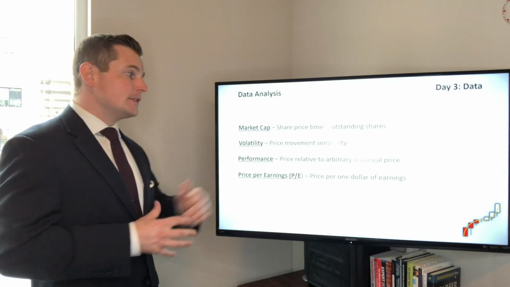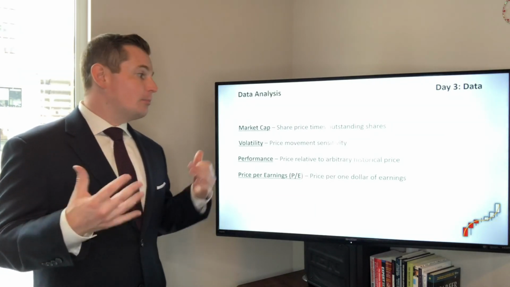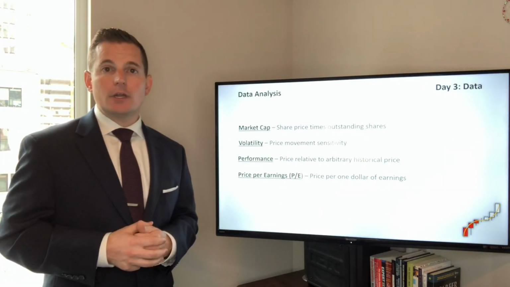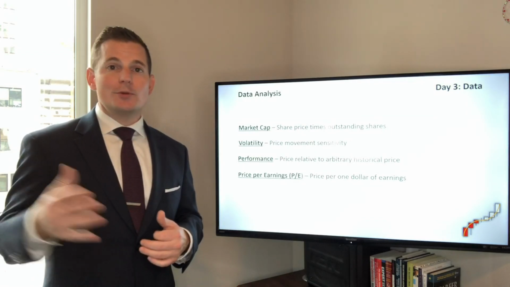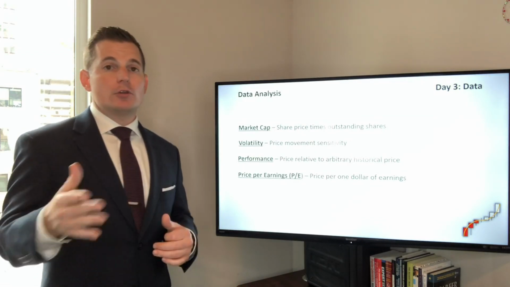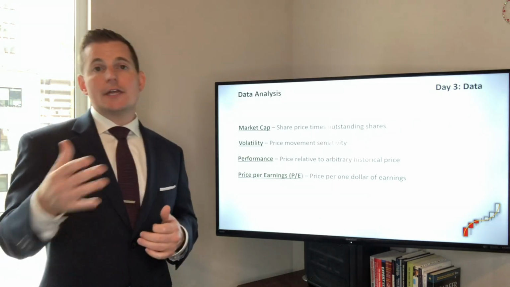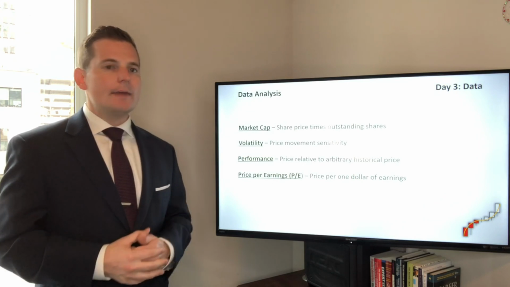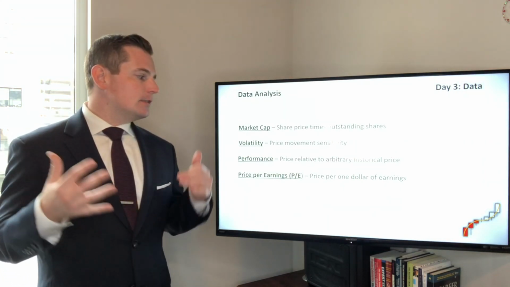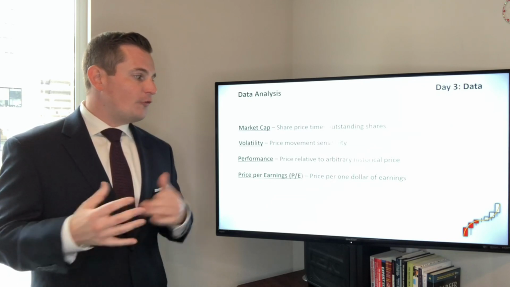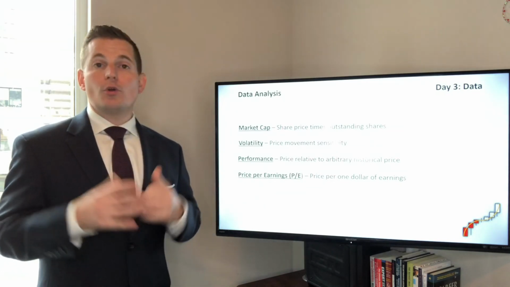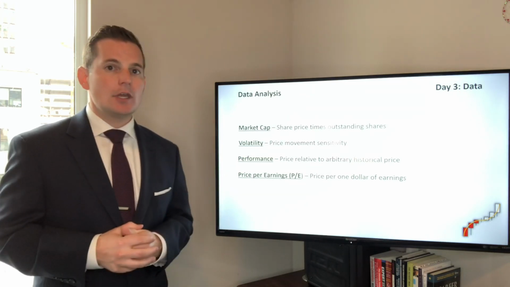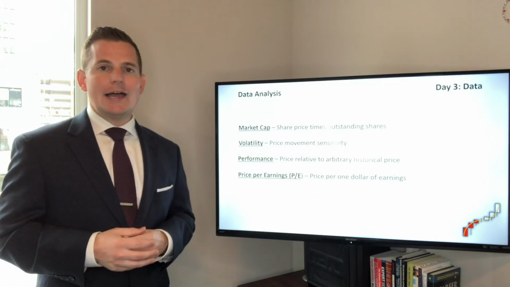Next is performance, and the performance is really the price relative to an arbitrary historical price, right? So you set the arbitrary historical price by saying, oh, I'm going to look up the performance over the last month or over the last quarter or over the last year, right? So you're determining what performance you look at. And the final one is the price per earnings. I talked about this a little before, but the price per earnings is the price per $1 of earnings. That's the exact definition. So that's important to realize as well.